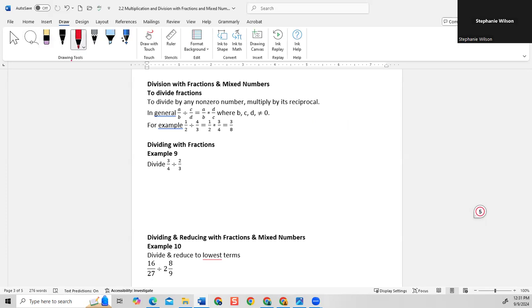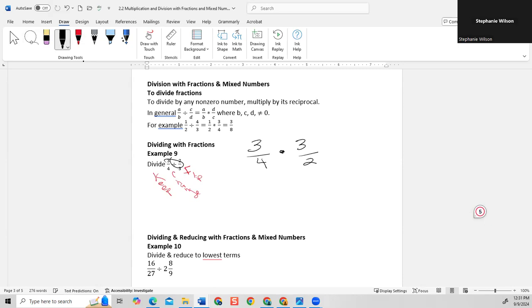And this rule is we're going to keep the first term the same. We're going to change the operation from division to multiplication, and we're going to flip the second term. We're going to find its reciprocal. So I'm going to come over here and I got 3/4. I'm going to change division to multiplication, and I'm going to flip that last term to 3/2.